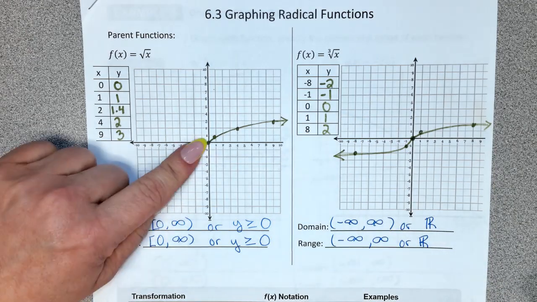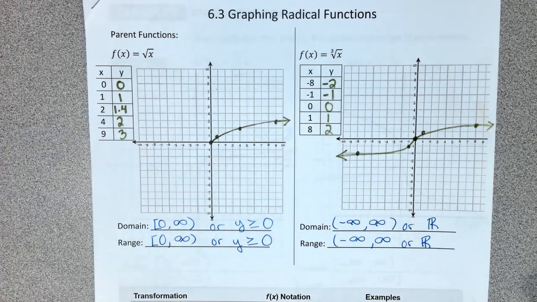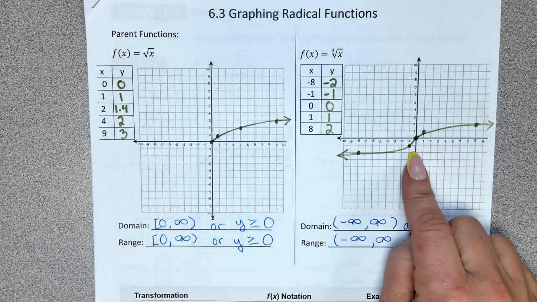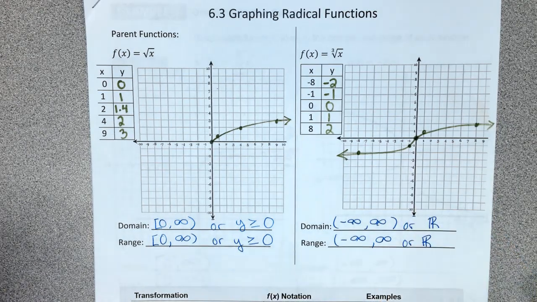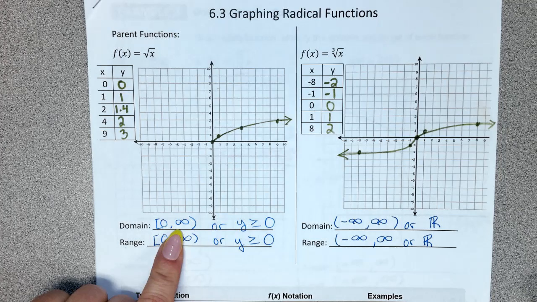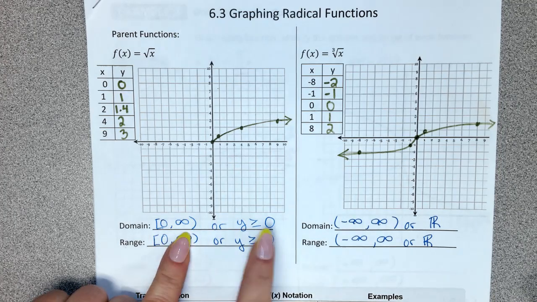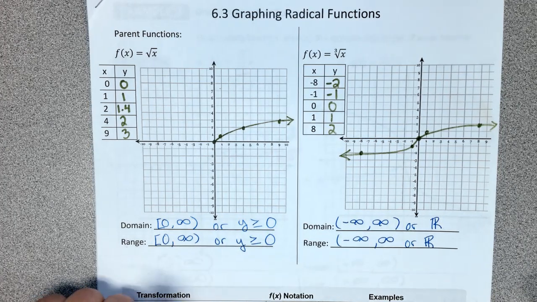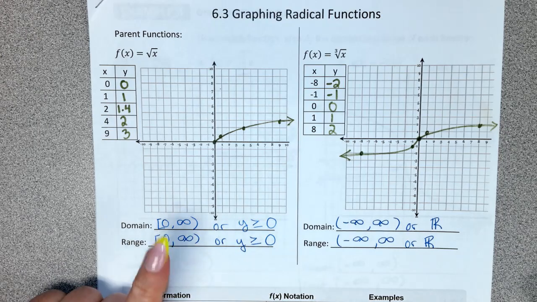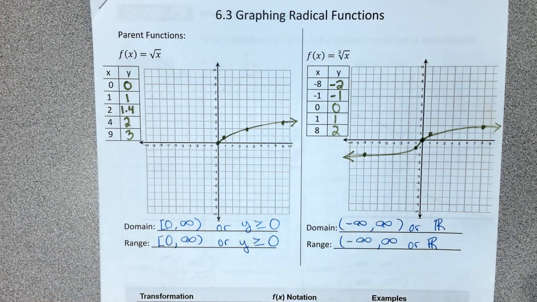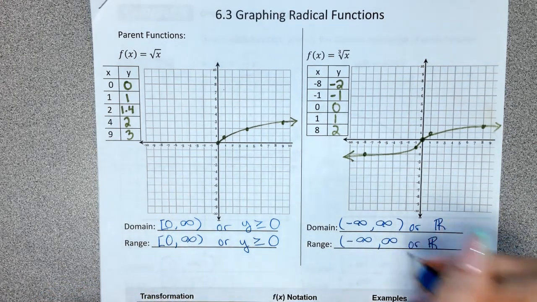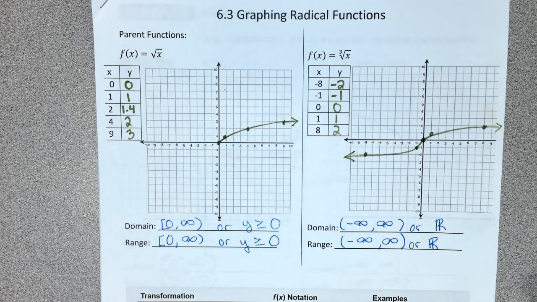Most of your even indexes will look similar to the square root. Your odd indexes will look similar to the cube root. So you want to have those graphed, and you want to have the domain and range of each recorded. Notice you could write your domain and range in two different kinds of notation: inequality notation or interval notation. Oh goodness, I forgot a parenthesis on that one. There we go. So take a minute, press pause, and be sure you have this information.